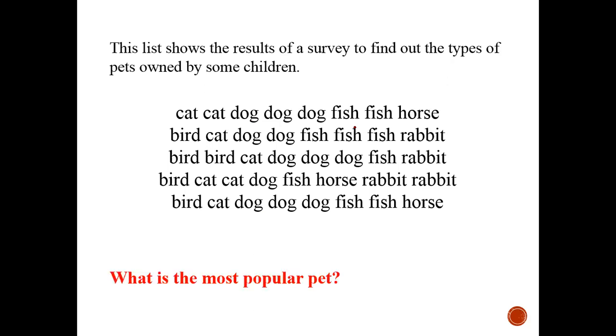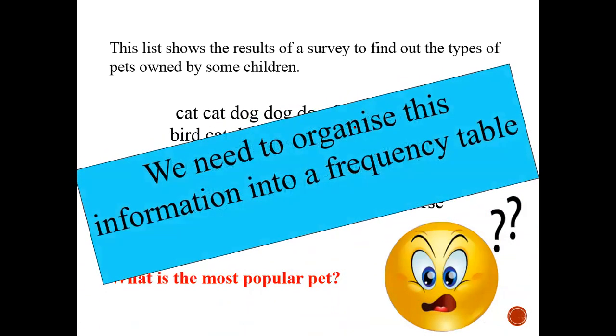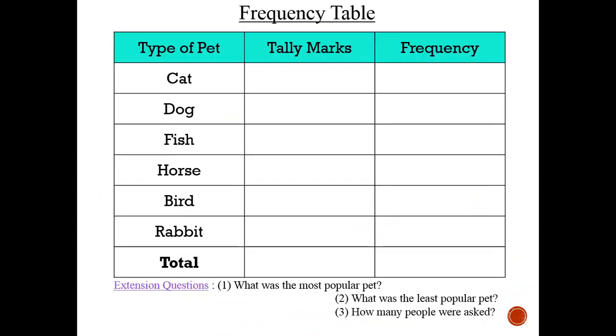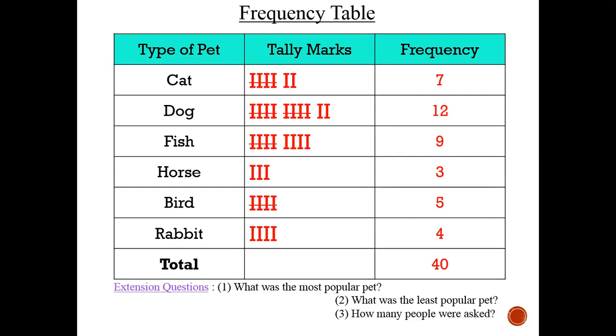So how are you going to identify? Let's say the question asks you, what is the most popular pet? How are you going to identify? It's a bit hard to read the information based on the list given. So what are we going to do? We need to organize this information into a frequency table. The equipment needed for drawing tables: pencil and ruler. You are given a type of pet and then based on the list of the data that you have collected, you have to count. How many of the children have cats? This is how you can display your survey done.